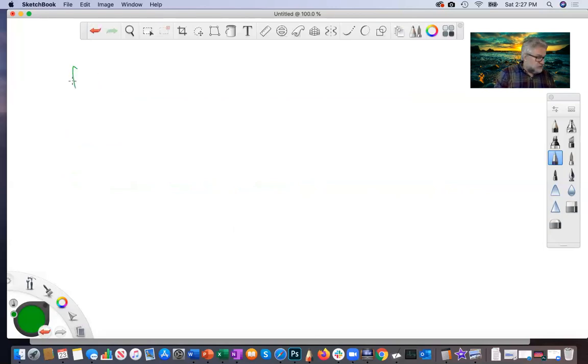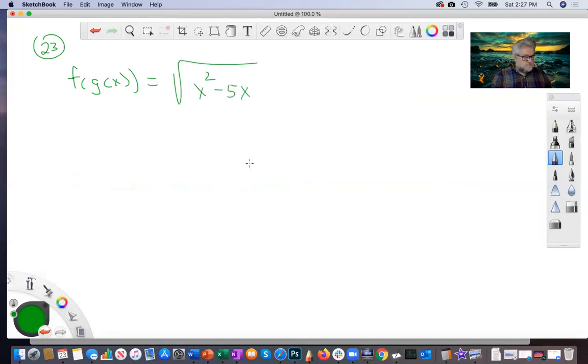So this is number 23 in the textbook. f of g of x equals square root of x squared minus 5x. So I'm going to think g of x. Why don't you pause the video and see if you can't figure out what g of x and f of x are going to be.